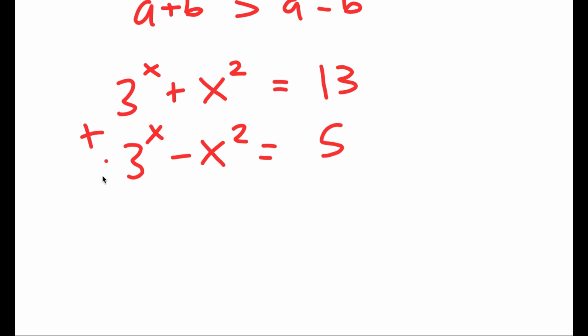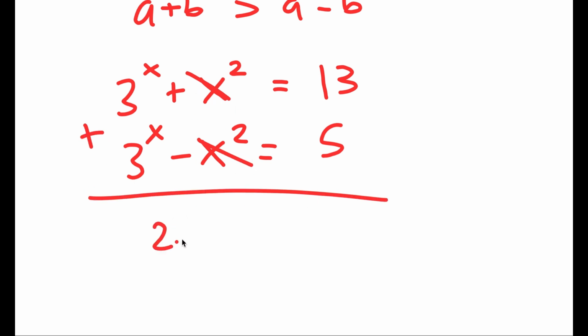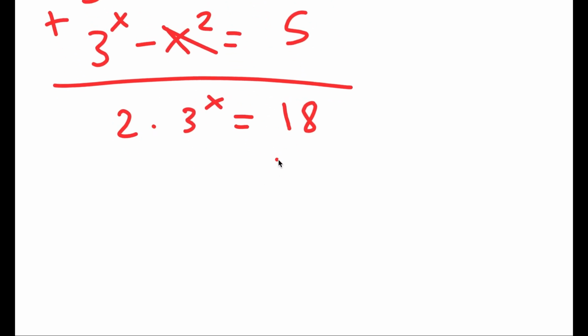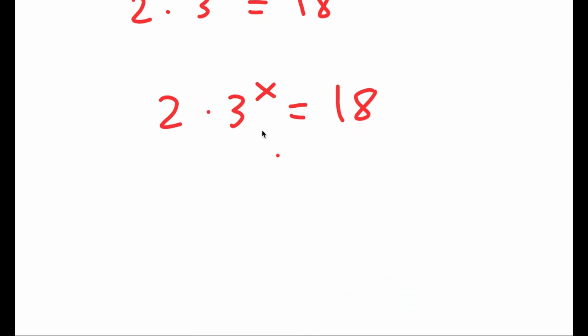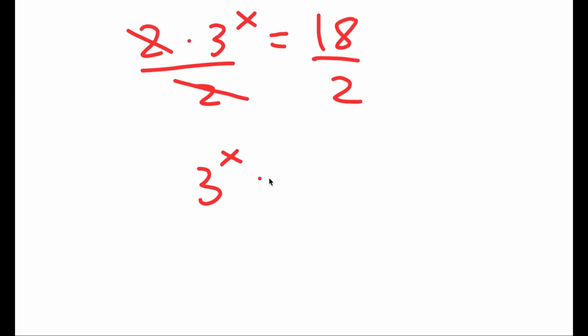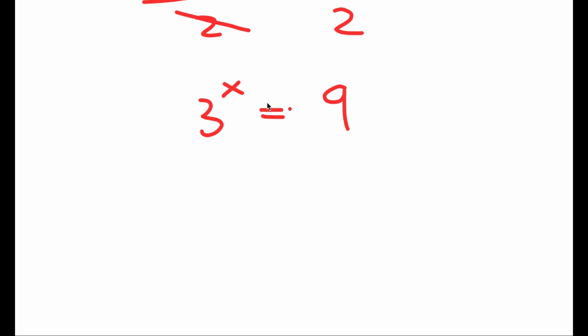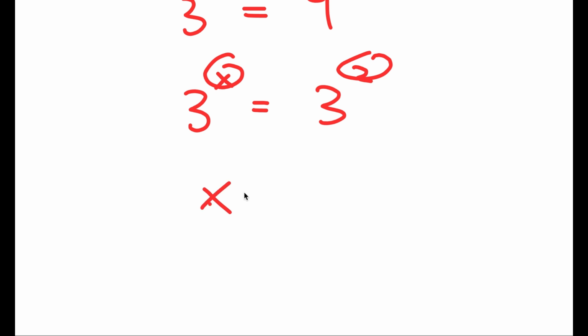So now if I add these two up, these two cancel out, I get 2 times 3 to the power of x is equal to 18. And I'm going to write this over here. 2 times 3 to the power of x is equal to 18. So if 2 times 3 to the power of x is equal to 18, I can divide both sides by 2. And I get 3 to the power of x is equal to 9. And if 3 to the power of x is equal to 9, well, 9 is the same thing as 3 to the power of 2, meaning x is equal to 2.